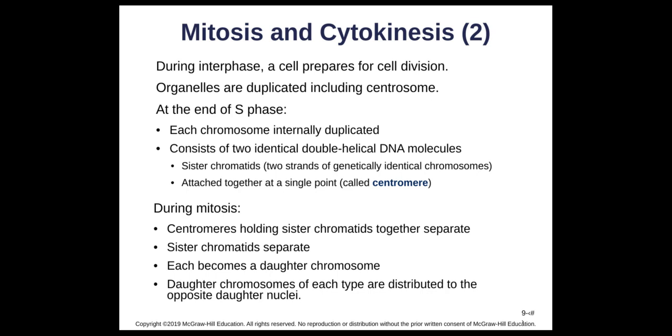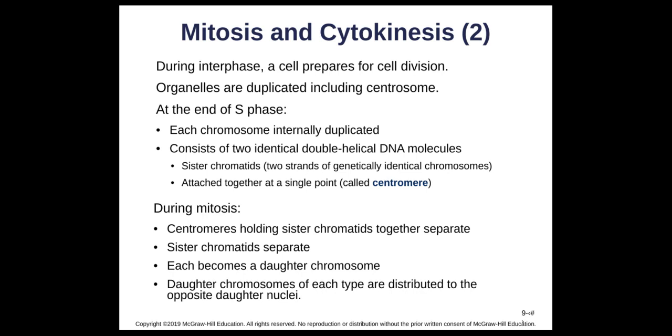During interphase, the cell is preparing to do mitosis. Organelles are duplicated, and by the end of S phase, synthesis phase, each chromosome has been duplicated. Then we will have 2 identical double helix DNA molecules for each type of chromosome that you have. Then we connect those matching kinds, sister chromatids, and we're going to attach those sister chromatids together at a central point called the centromere.